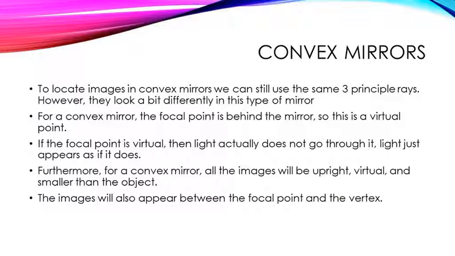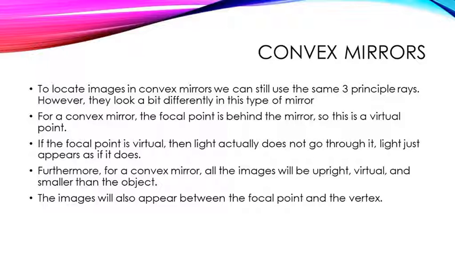To locate the image on a convex mirror, we still use the same three principal rays. However, they look a bit different in this type of mirror. For a convex mirror, the focal point is behind the mirror, so it's a virtual point. If the focal point is virtual, then the light actually does not go through it. The light just appears as if it does.